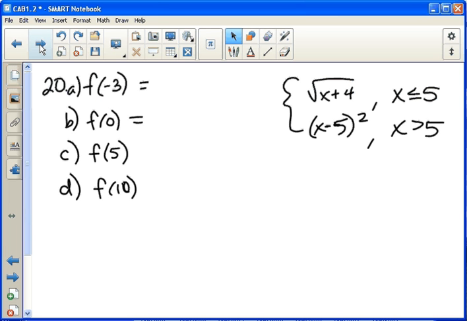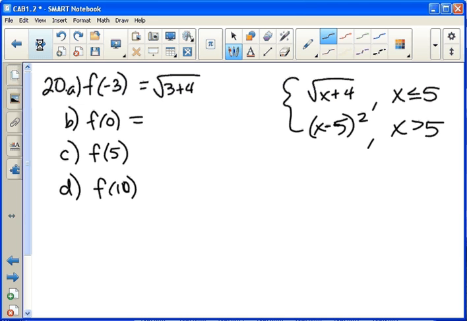So a piecewise function pieces 2 different functions together. We use the top equation when x is less than or equal to 5, and the bottom equation when it's greater than 5. So f of negative 3. Negative 3 is less than 5, so it corresponds to the top equation. So I do negative 3 plus 4, which is 1.